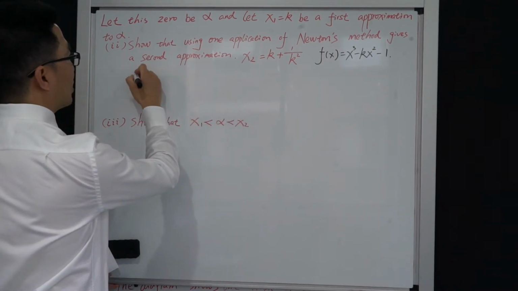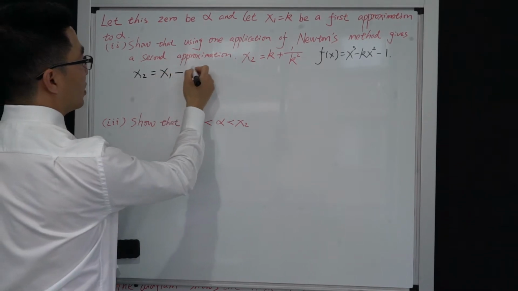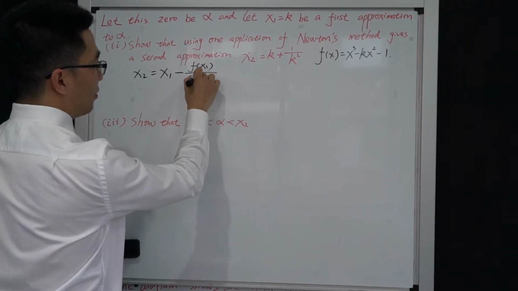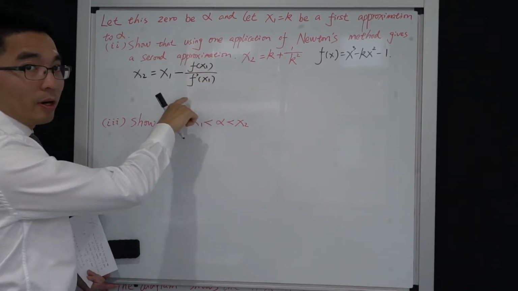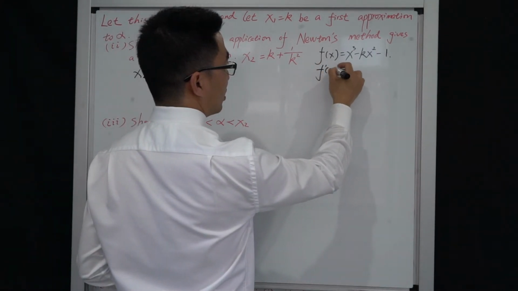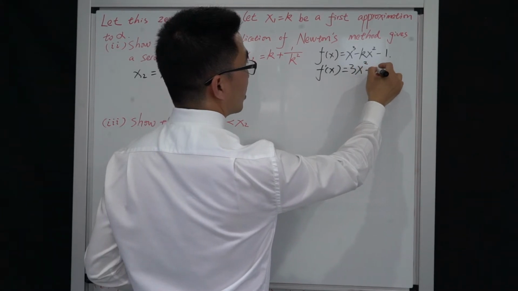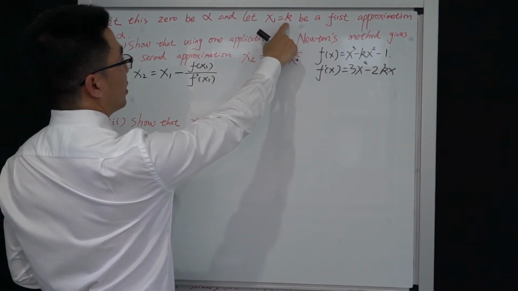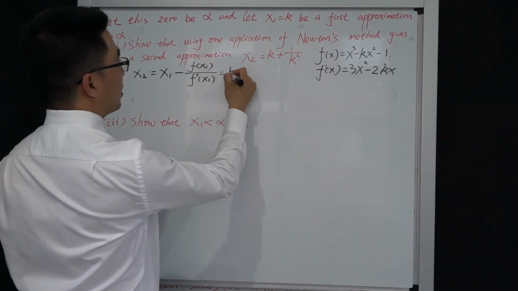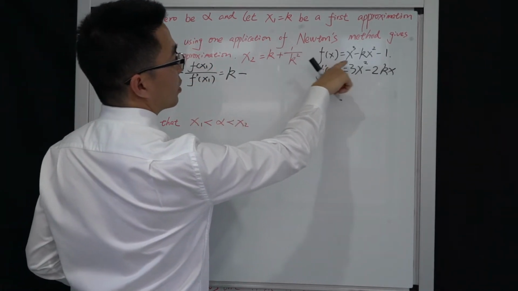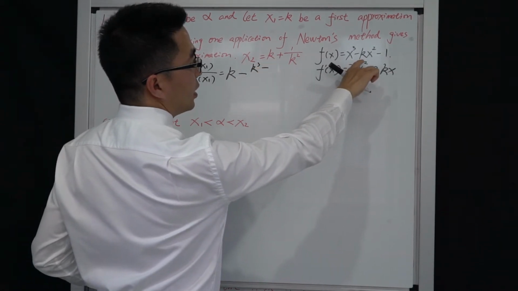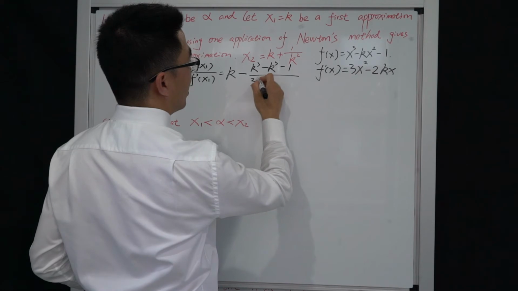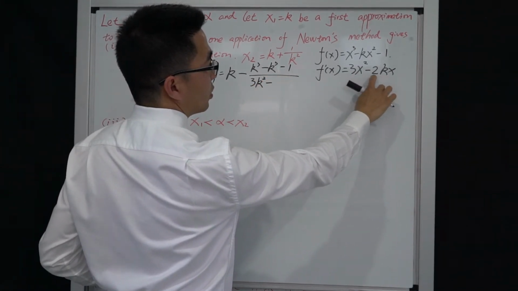Under Newton's method, we have the second approximation x2 equals x1 minus the function at the first approximation divided by the derivative of the function at x1. So we have to find the derivative, f dash x equals 3x squared minus 2kx. When x1 equals k, we substitute k into these two functions. We have k minus, k cubed minus k times k squared, also k cubed, and then minus 1, divided by 3k squared minus 2k squared.